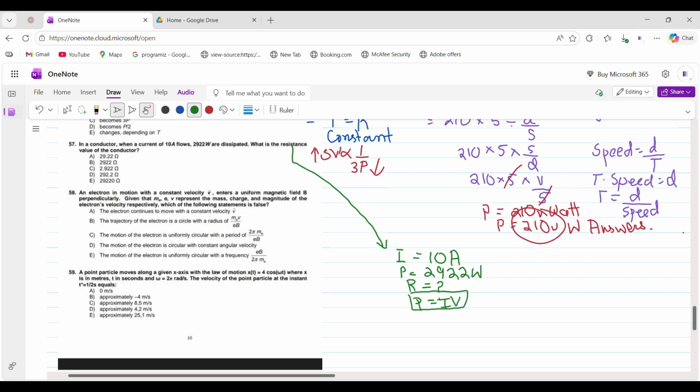Okay, now you must have heard about Ohm's law. Ohm's law is nothing, but it is very simple again. Ohm's law is very interesting.